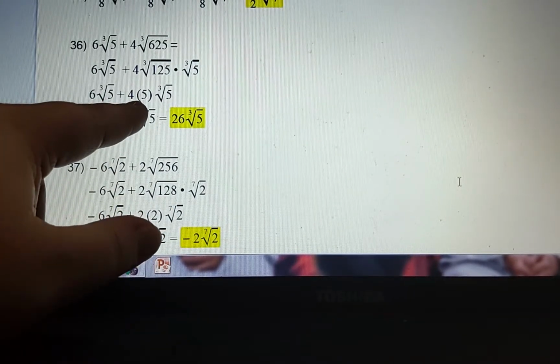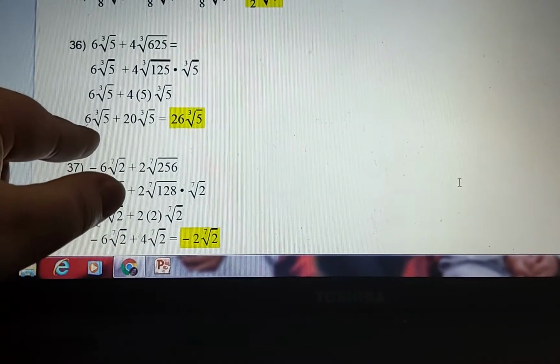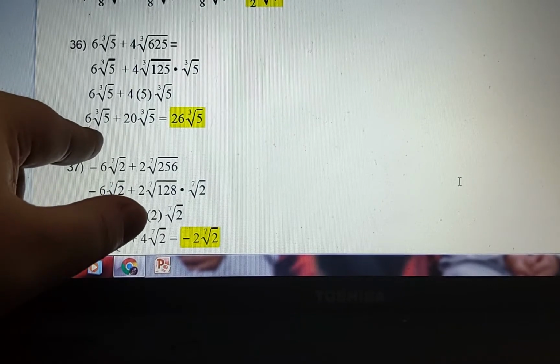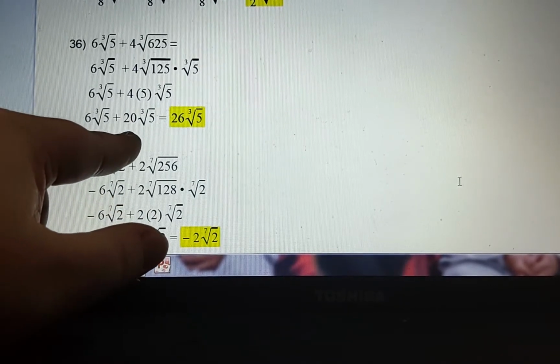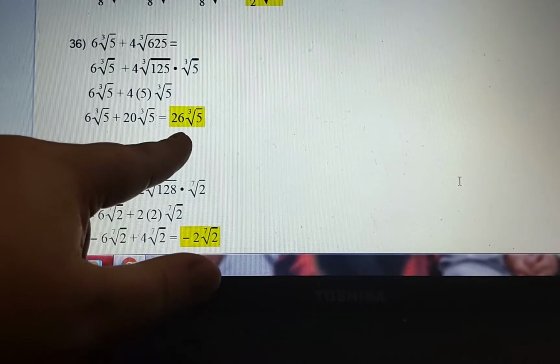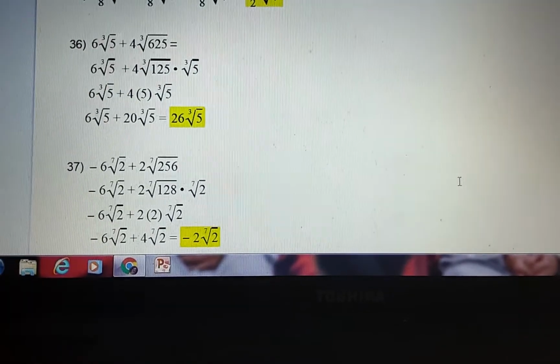Now, this was the whole goal, that we would have the same identical radicals. So now all I have to do is multiply the 4 and 5. So now my problem becomes 6 times the third root of 5 plus 20 times the third root of 5. So I just add the 20 and the 6 to get my final answer.